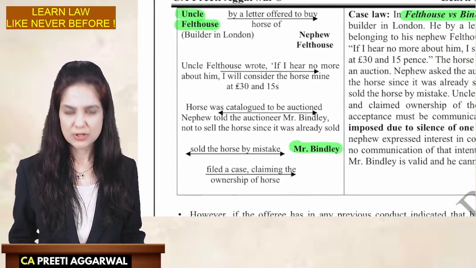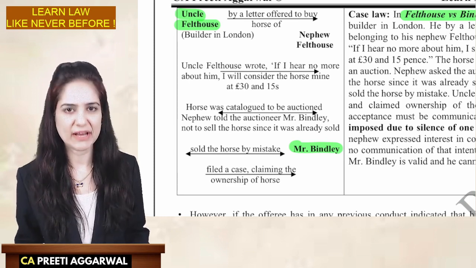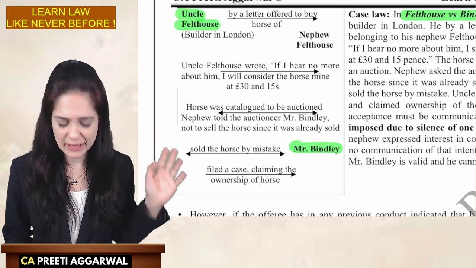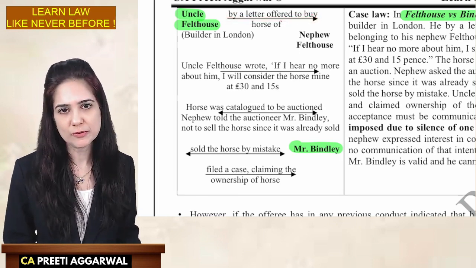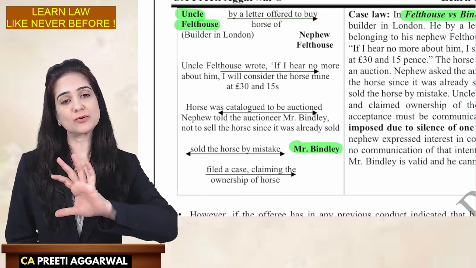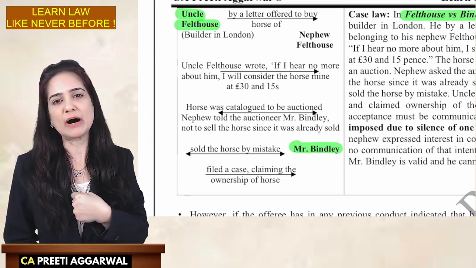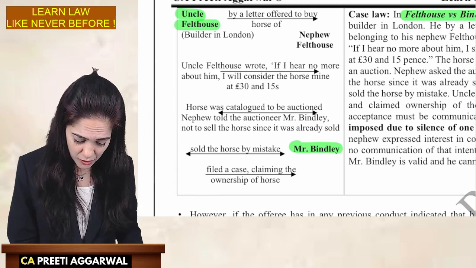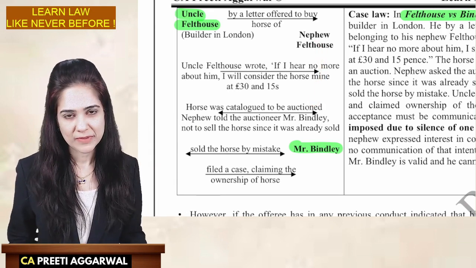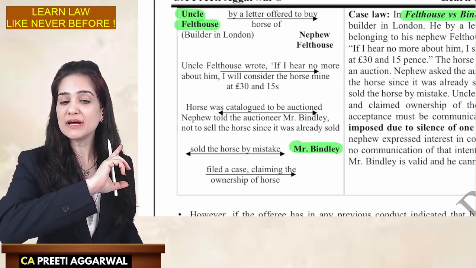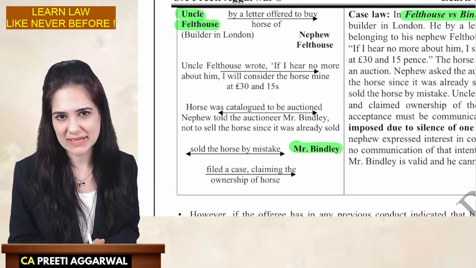My question is, is Uncle Feldhaus truly the owner, or is the sale by Mr. Bindley valid? Let's go through the facts once again. Uncle Feldhaus wrote a letter to his nephew saying that if I hear no more about this horse, I will consider it mine for 30 pounds and 15 pence. Now, nephew had already catalogued that horse to be sold by auction. He instructed Mr. Bindley not to sell the horse, but Mr. Bindley sold the horse by mistake.